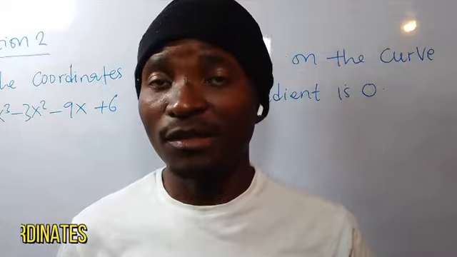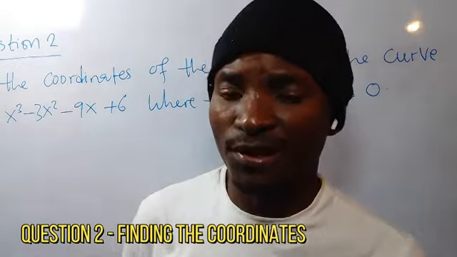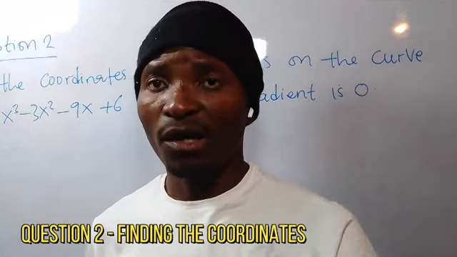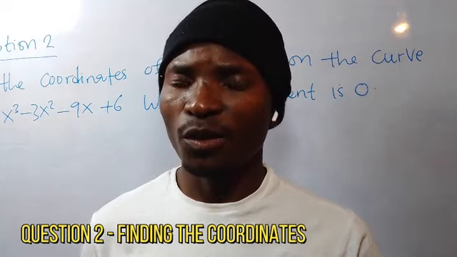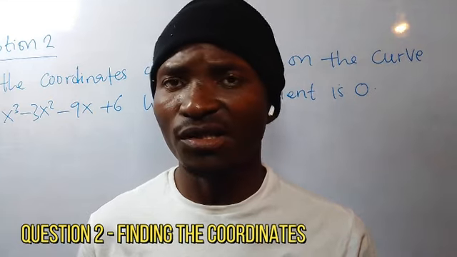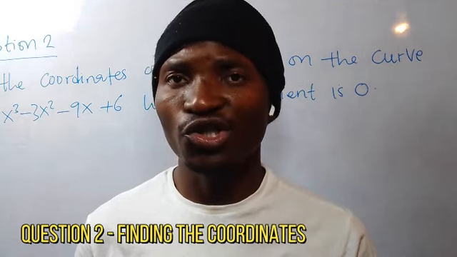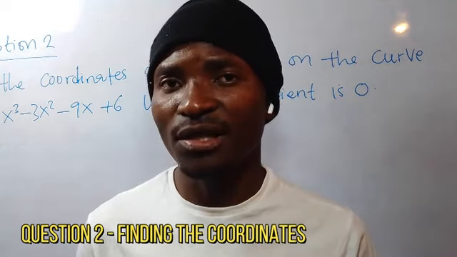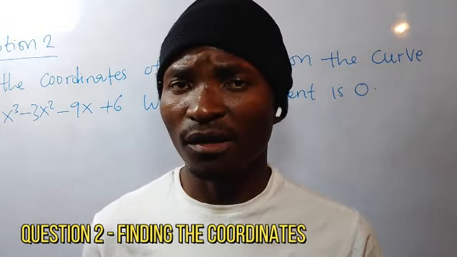Okay, so ladies and gentlemen, welcome back. So in this second example, we are going to see how you can find the coordinates of the curve whose gradient equals to 0. Okay, so previously we looked at how you can differentiate simple functions, polynomials, and things like that. But in this video, I'm going to show you how you can find the actual coordinates which intersect between the curve and also the gradient function.